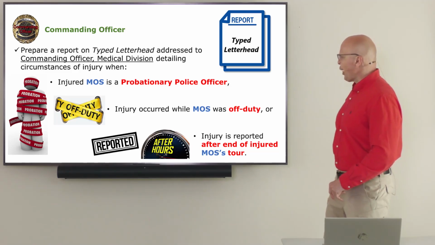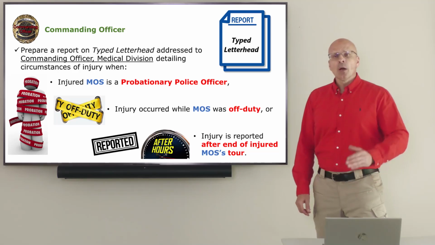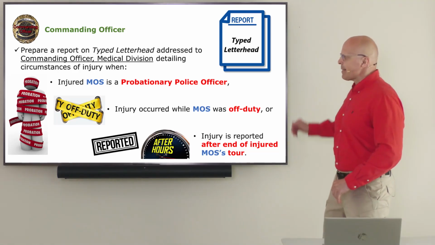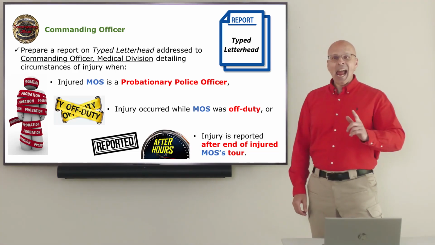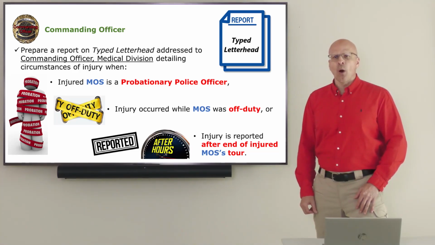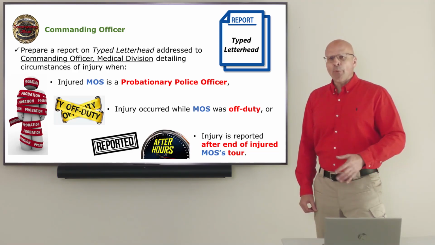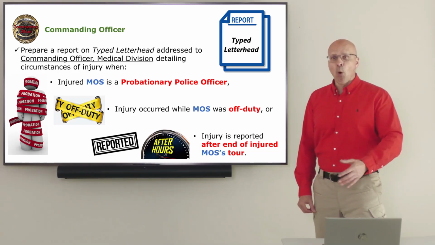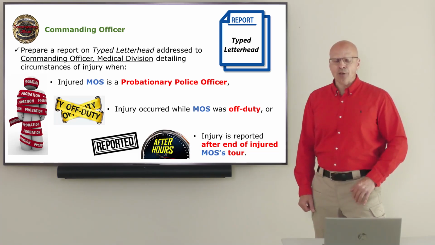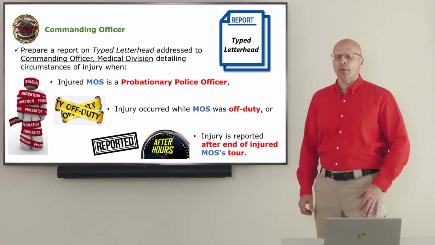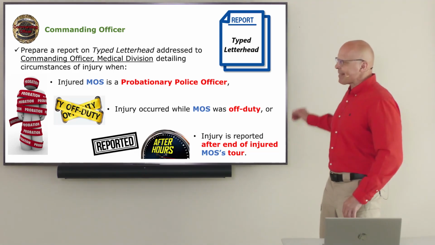2nd, the injury occurred while a member of service was off duty. There it is, off duty injury. The commanding officer prepares that typed letterhead to the CO of the medical division. And lastly, the injury is reported after the end of the injured member of service's tour. In other words, I got injured during my tour, I went home and realized I was hurt, and I report it after my tour is over. The commanding officer will prepare that typed letterhead addressed to the commanding officer of the medical division detailing the circumstances of the injury. Be careful. Know the 3 situations when the commanding officer prepares that typed letterhead.